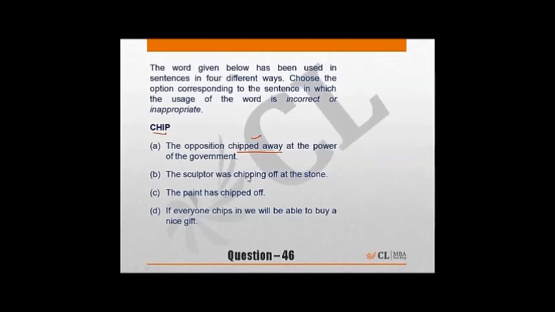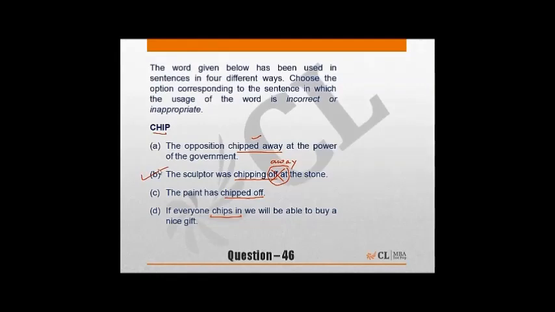The sculpture was chipping off at the stone. You chip away at the stone. So this is incorrect. Also, if you notice, this is chip off at. You will not use off and at together. In any case, it should have been chipping away at the stone. So this should be the right answer, but let's just check out. The paint has chipped off. This is fine. If everyone chips in, everyone contributes, we will be able to buy a nice gift. Perfectly fine. The correct answer is choice B.